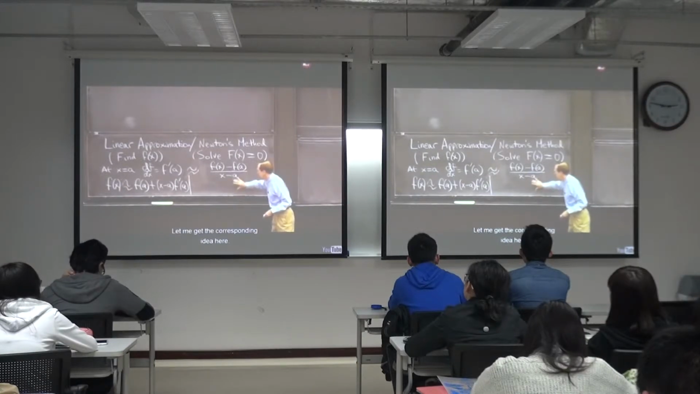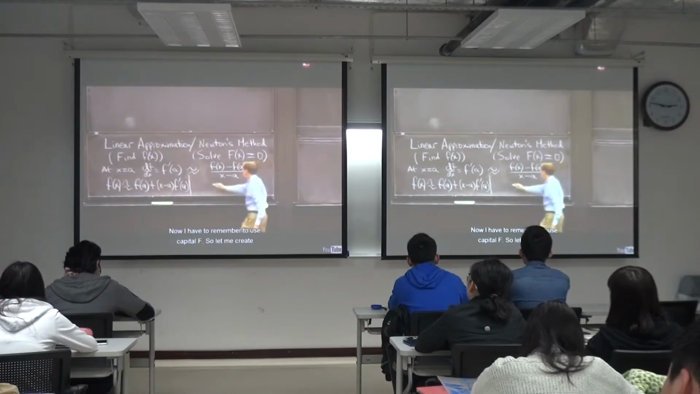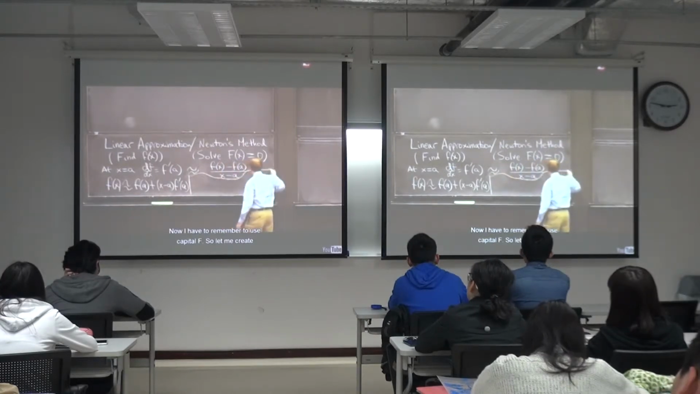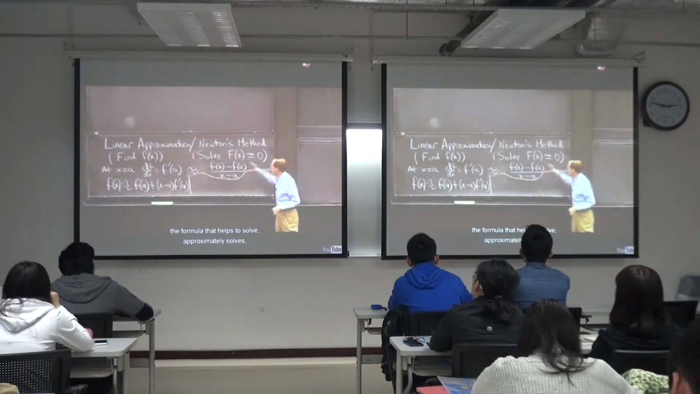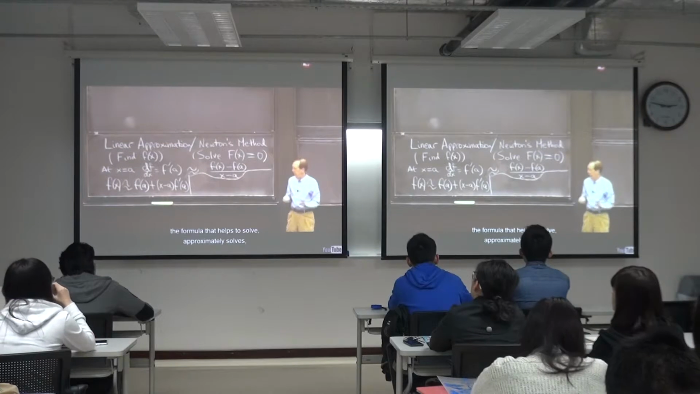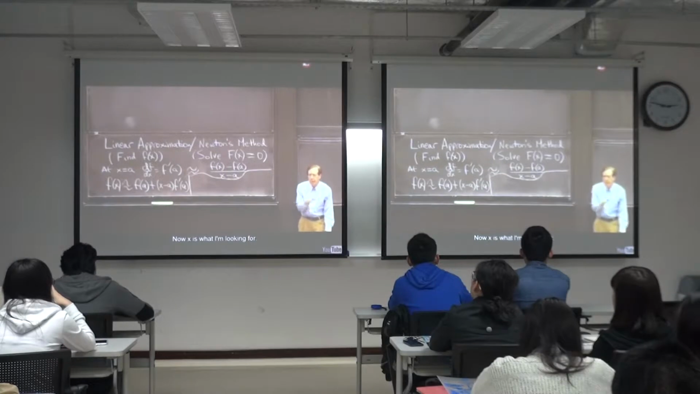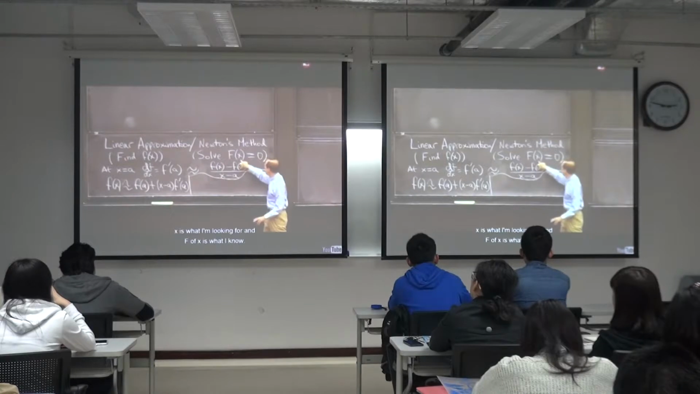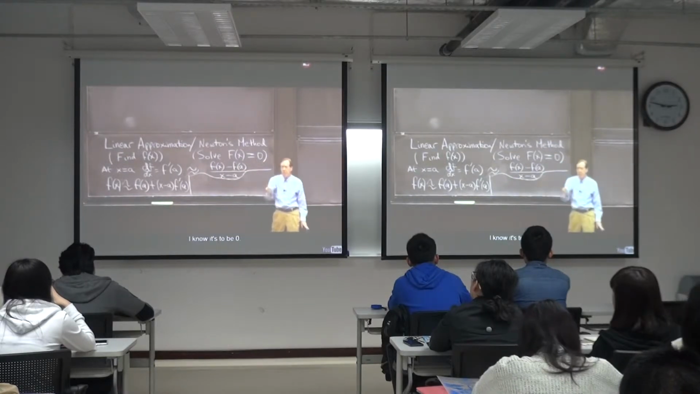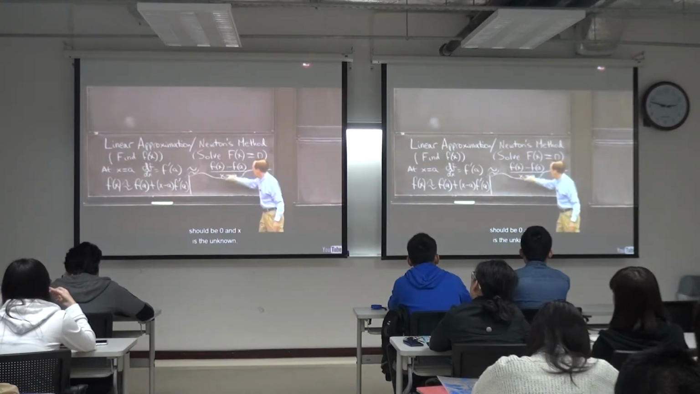Let me get the corresponding idea here. Now I have to remember to use capital F, so let me create the formula that helps to solve, approximately solve, this equation. What's the difference? Now, x is what I'm looking for, and f of x is what I know. I know it's to be 0. So I'm going to use this with capital F. I know f of x should be 0, and x is the unknown.